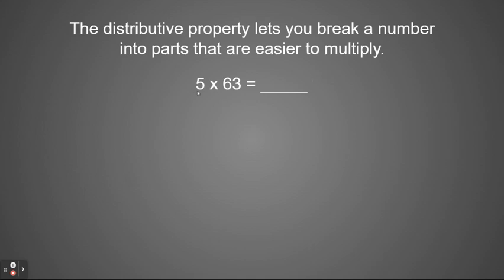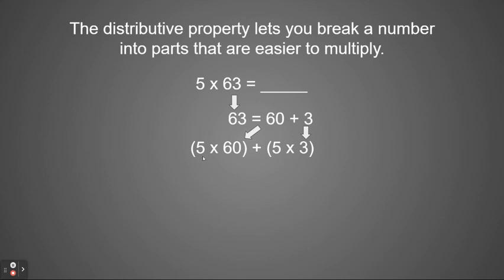So for example, if I have 5 times 63, that is difficult to do in my head, but I can take the number 63 and break it into 2 easier to multiply parts. I know 60 plus 3 equals 63. So once I have that number 63 broken into 2 easier parts, I can distribute the 5 through both of those parts. So that would look like this: 5 times 60 plus 5 times 3, because I need to put both 60 and 3 together to get back to my 63. So I'm going to solve those.